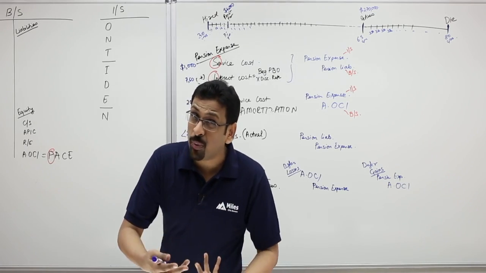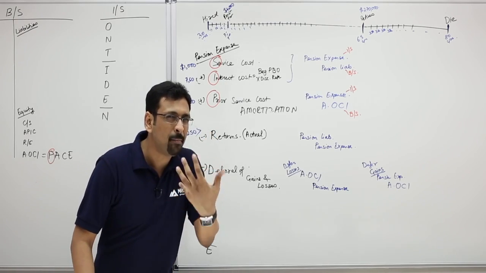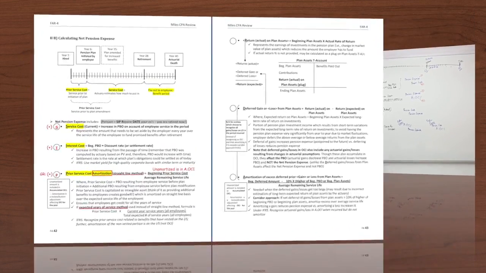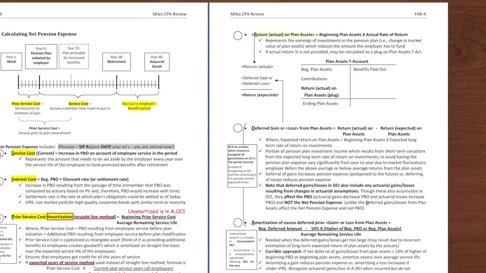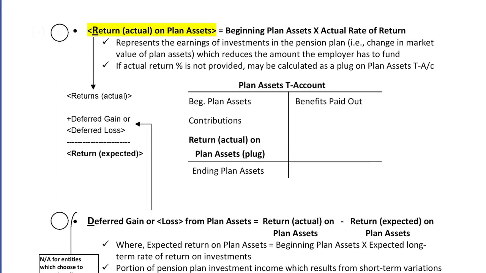So let's get to the book, look at R and the D of date, and I'll come back and complete the date. On page 43, highlight return on plan assets, and we're talking about actual returns. So fill in R on the bubble there and put a minus sign. Now this represents the earnings of investments from the pension plan. These earnings naturally reduce the amount the employer has to fund. It reduces the net pension expense.